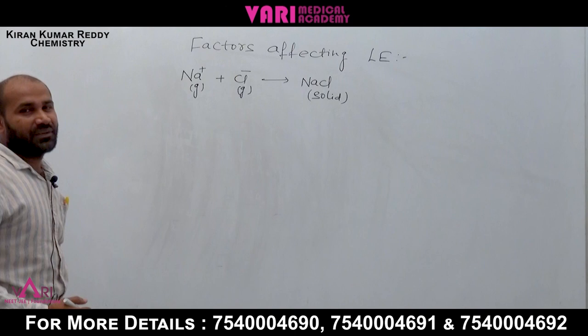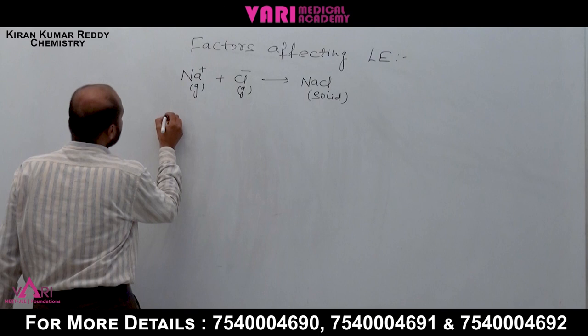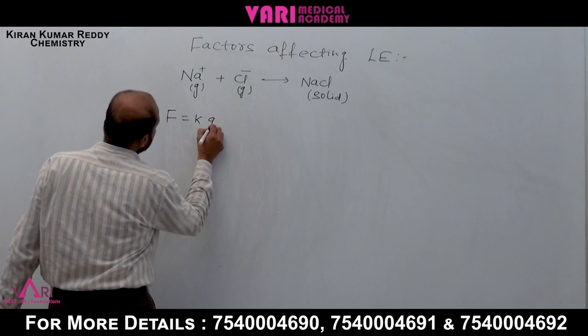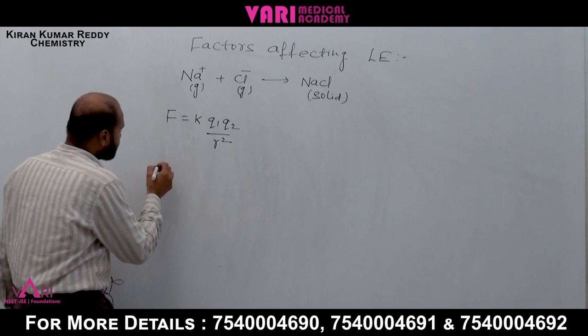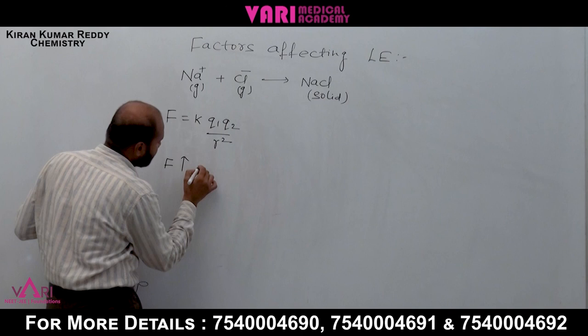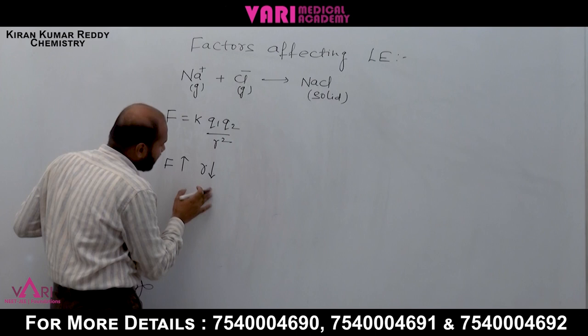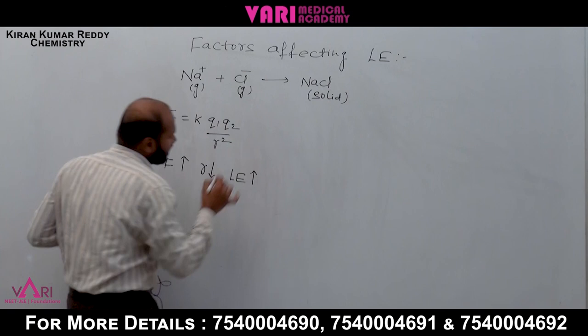Now, what are the factors affecting it? First one, write down, if you know the force formula, force is equal to K Q1 Q2 by R square. R is the radius and Q1 and Q2 are the charges. When force increases, radius decreases, inversely proportional. Now lattice energy increases. Force is directly proportional to lattice energy.